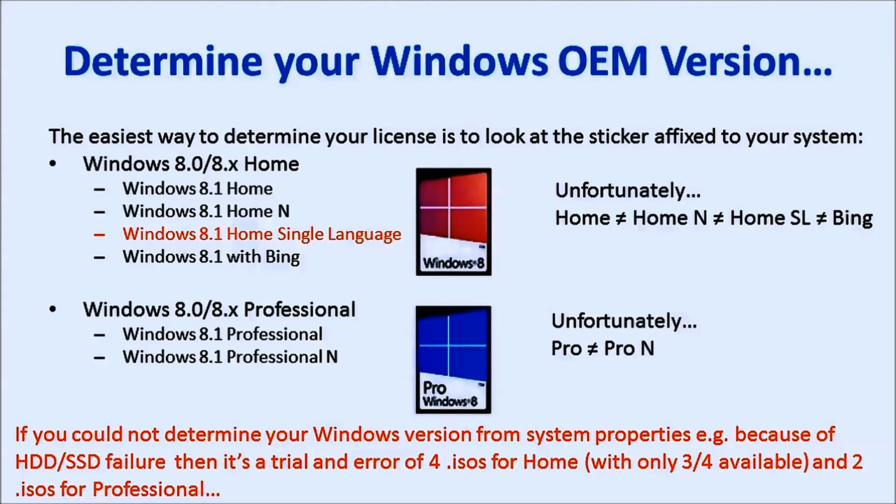Unfortunately, none of these are equal. The other sticker, again, you have no idea if you've got Professional or Professional N, and Professional and Professional N also don't equal each other. So this basically leaves you in a trial and error scenario. You've got 4 editions of Windows 8.1, but only 3 ISOs available. Or alternatively, you've got 2 editions of Windows 8.1 Professional, with both ISOs available.